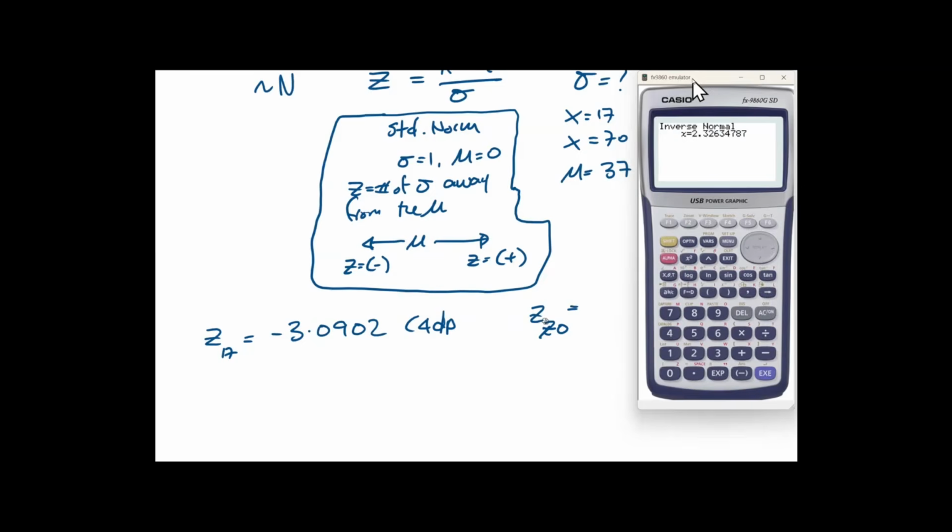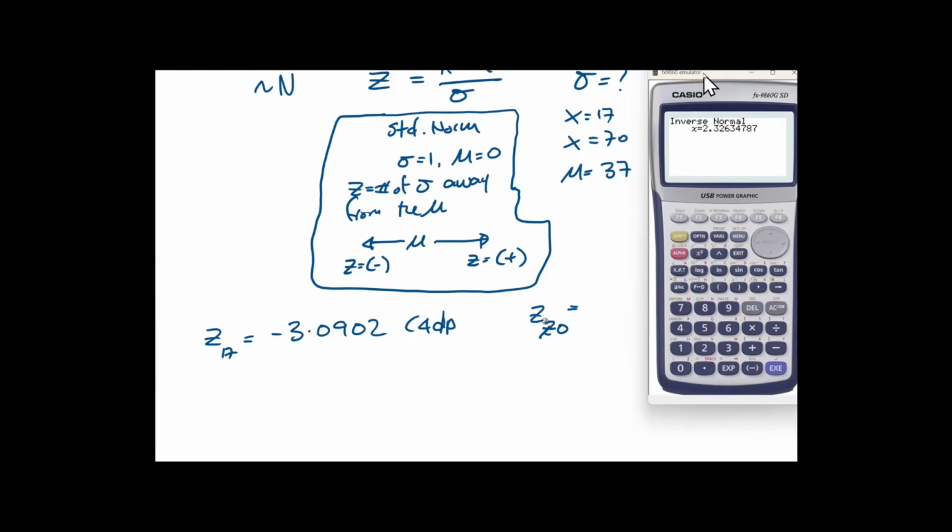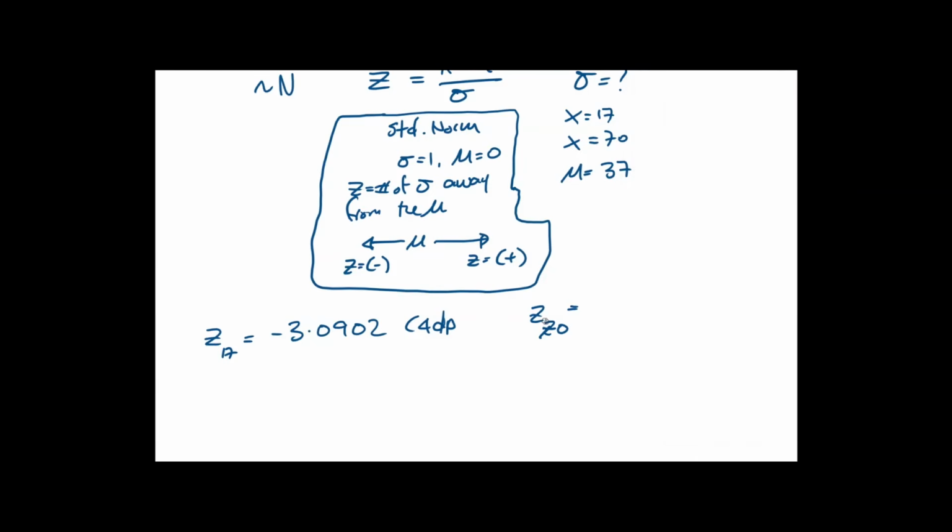Basically, just practice doing this before you go into the exam. It's a really good and useful trick to know. So the number that we have for the z-score that goes to 17 is positive 2.3263. Okay, now it's an algebra problem.